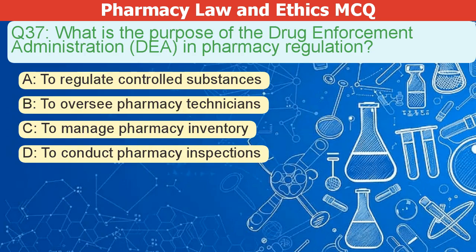What is the purpose of the Drug Enforcement Administration, or DEA, in pharmacy regulation? A. To regulate controlled substances. B. To oversee pharmacy technicians. C. To manage pharmacy inventory. D. To conduct pharmacy inspections.